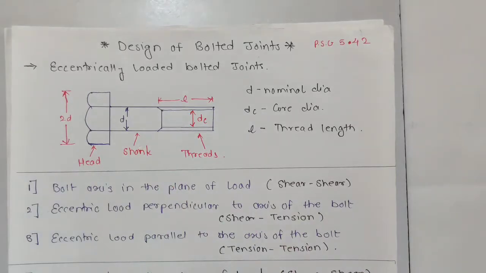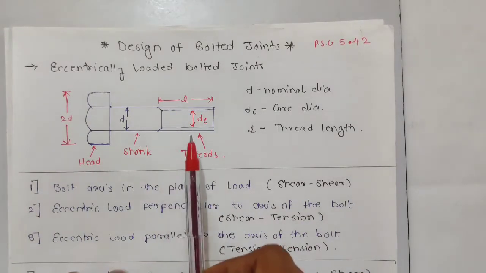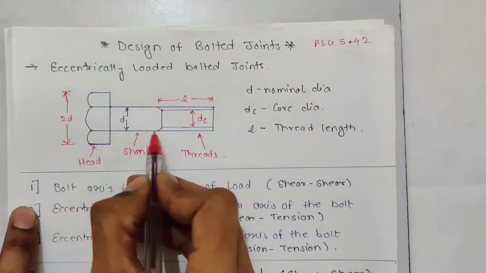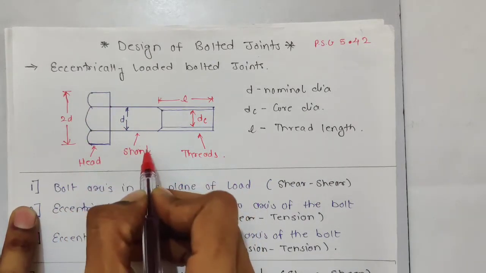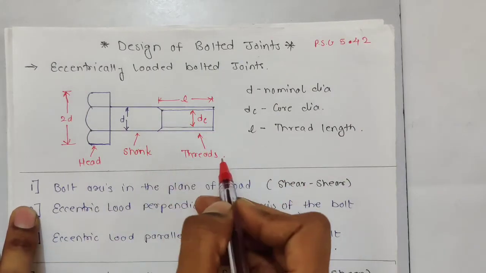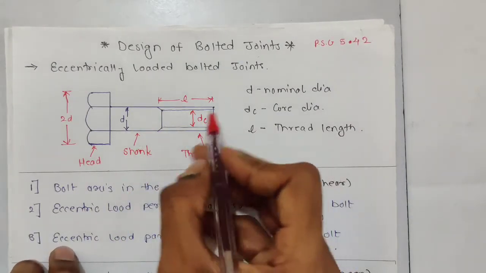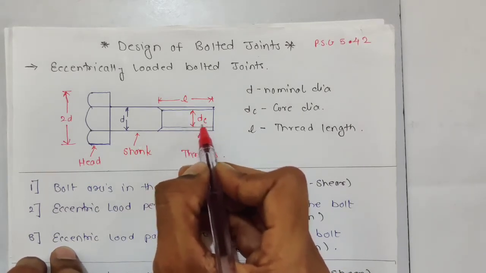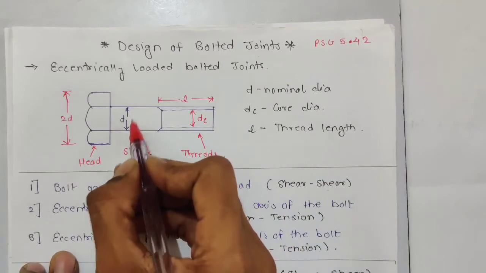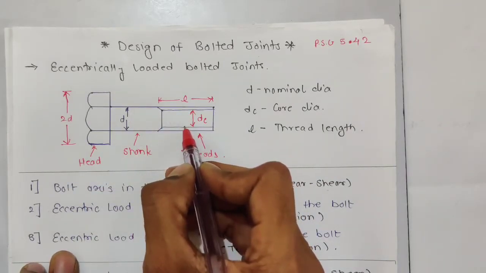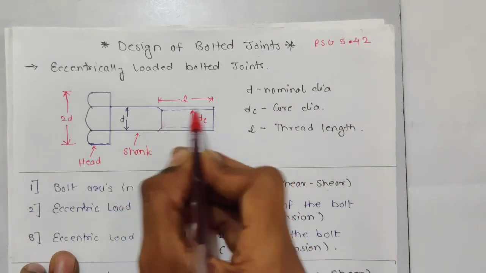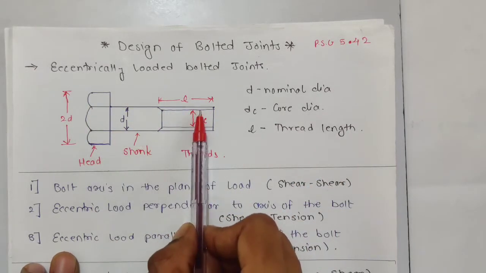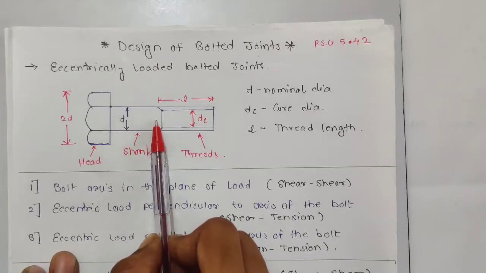Before going to the design, we should know all the parameters. First thing is the bolt head. The part where there are no threads we call the shank, and the threaded part has the threads. This is the internal diameter or inside diameter of thread, we call it DC. D is the nominal diameter or outside diameter of thread. L is the length of the thread. These are the basic parameters which we are going to see in bolted joint.